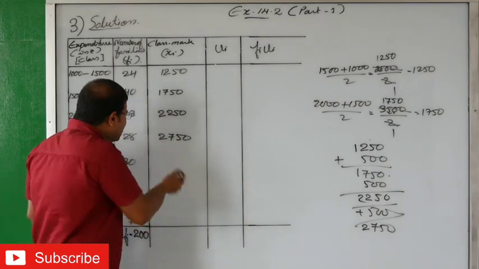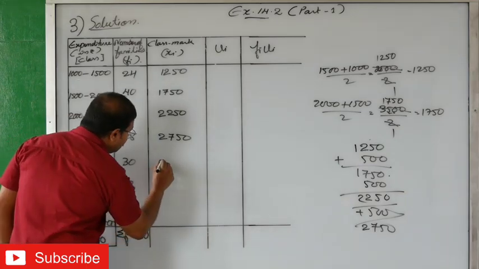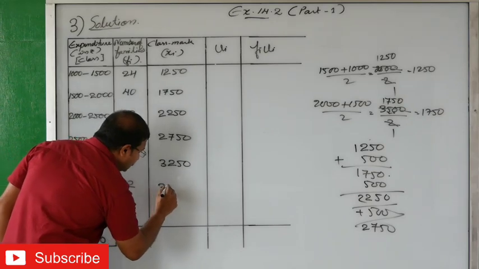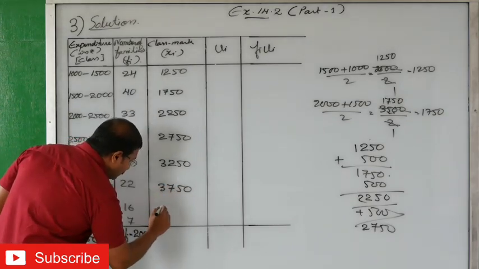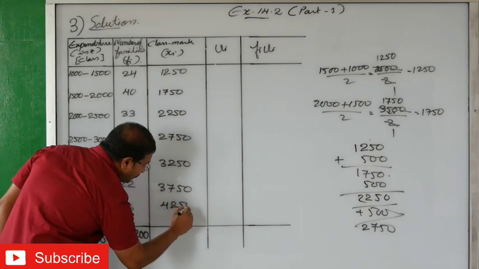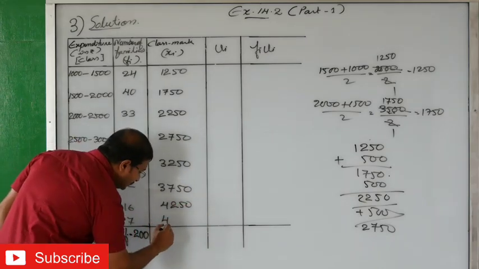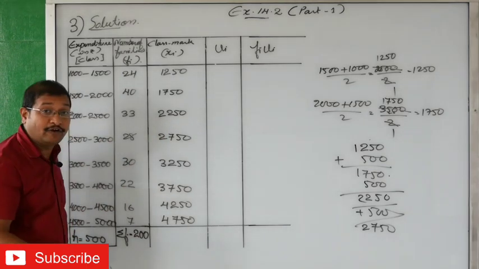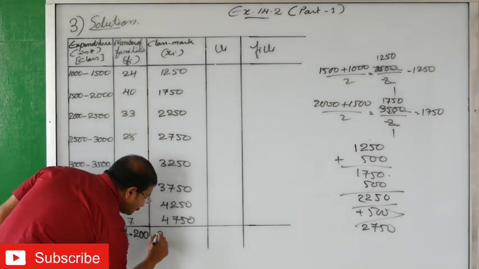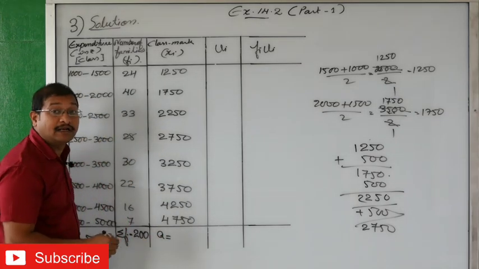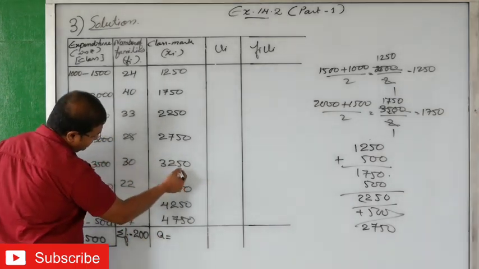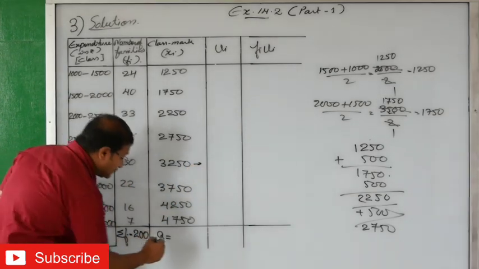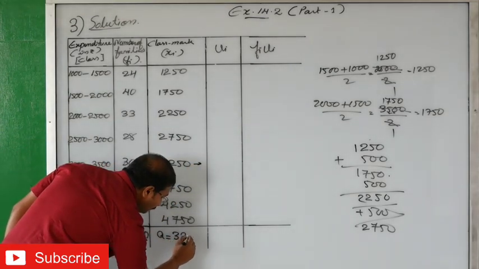Next will be, just I am writing now, 3250. Next will be 3750. Next will be 4250. Next 4750. Is it okay? From here we can find out the value of A. A equals the middle term. Middle term which you are going to take any one of this, but I am just taking this one. What is that? 3250. That means A equals 3250.